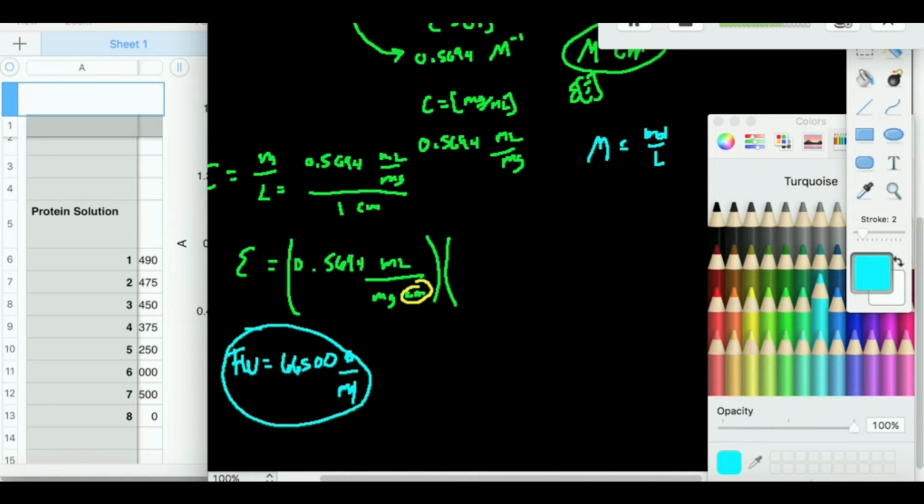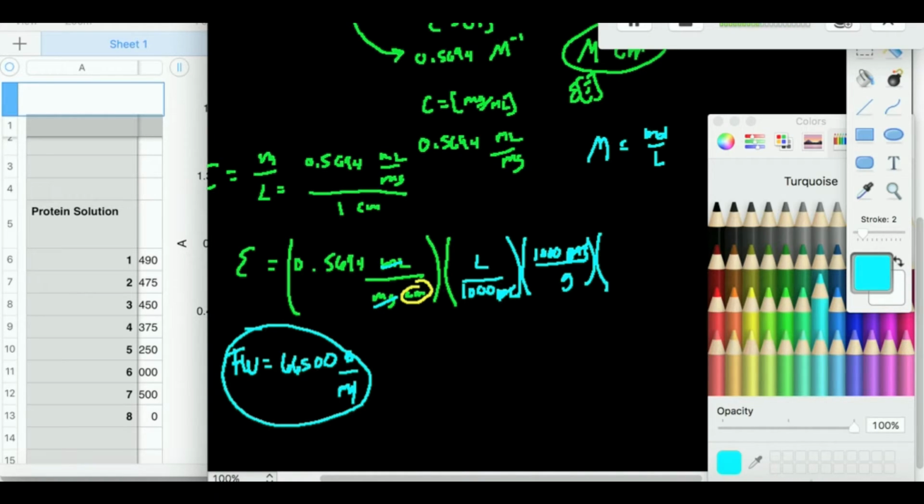The formula weight or molecular weight of bovine serum albumin is 66,500 grams per mole. So I need to convert this extinction coefficient to that. I need to convert milliliters to liters, so I'm going to say there are 1,000 milliliters in a liter. I also need to convert milligrams to grams, because to get to moles, this is grams per mole. So there are 1,000 milligrams in a gram. Notice the milligrams cancel, and the milliliters cancel.